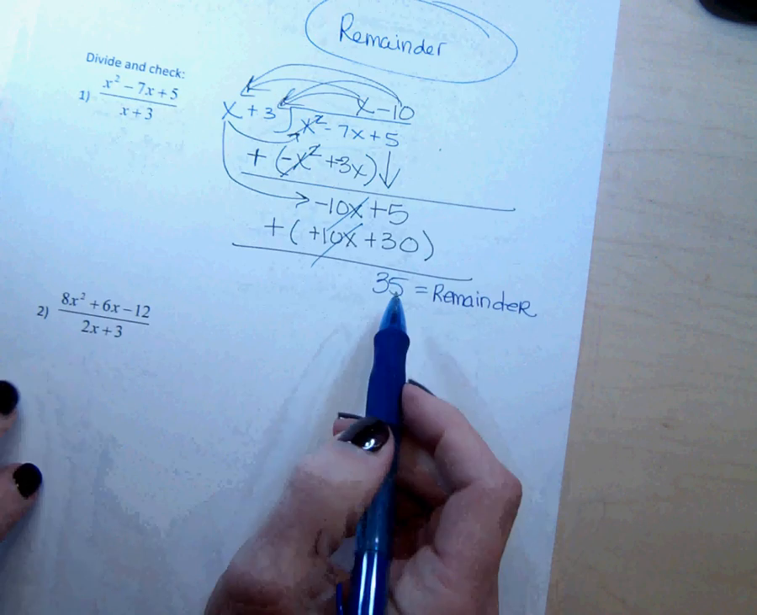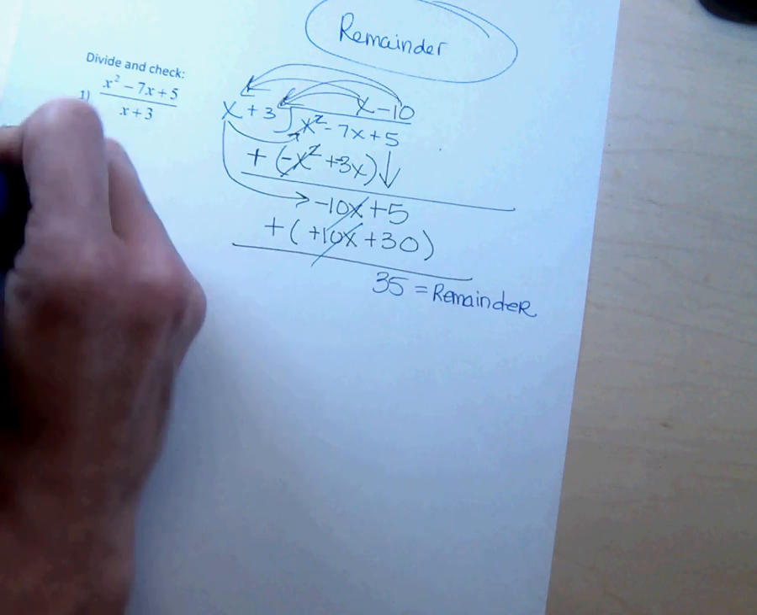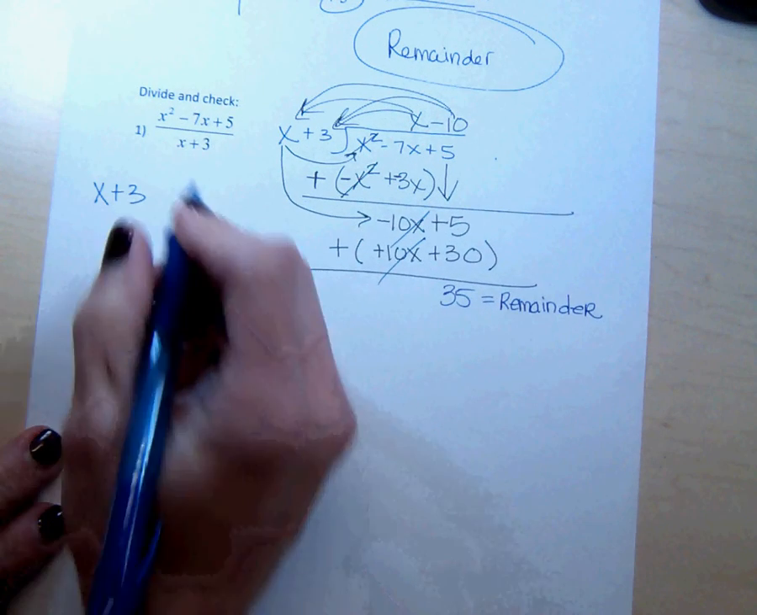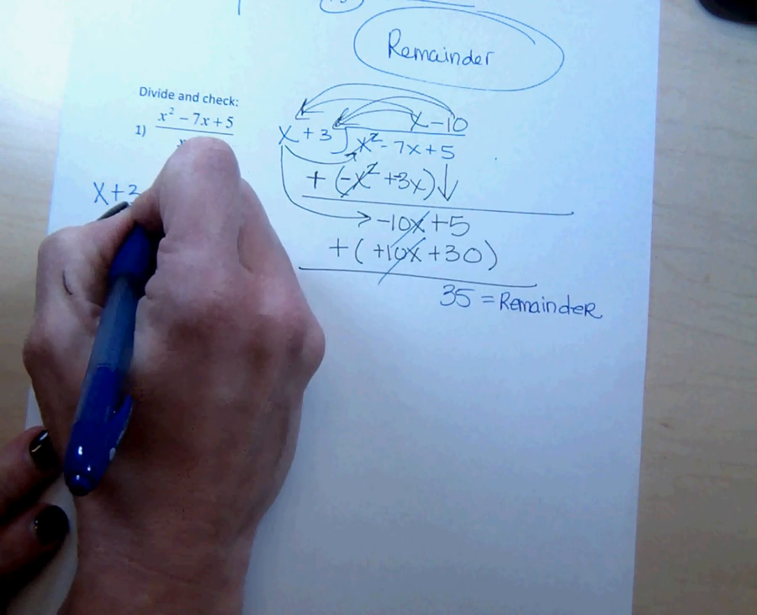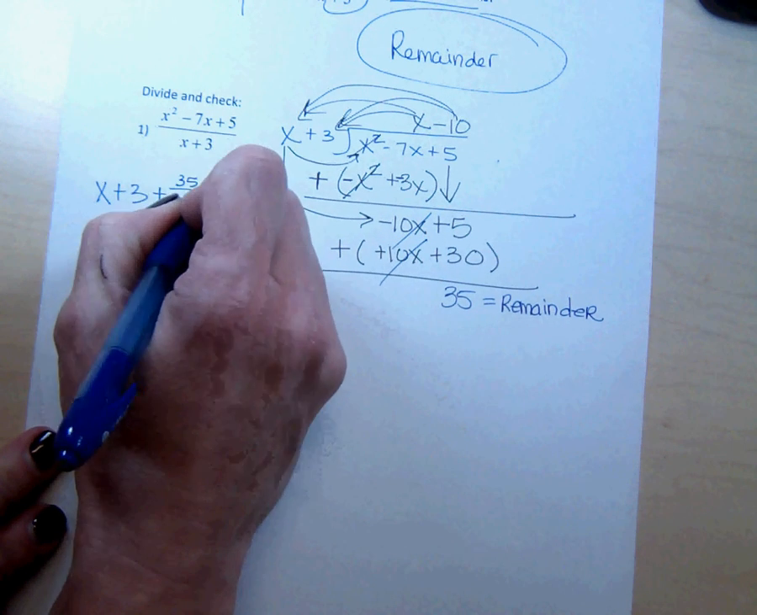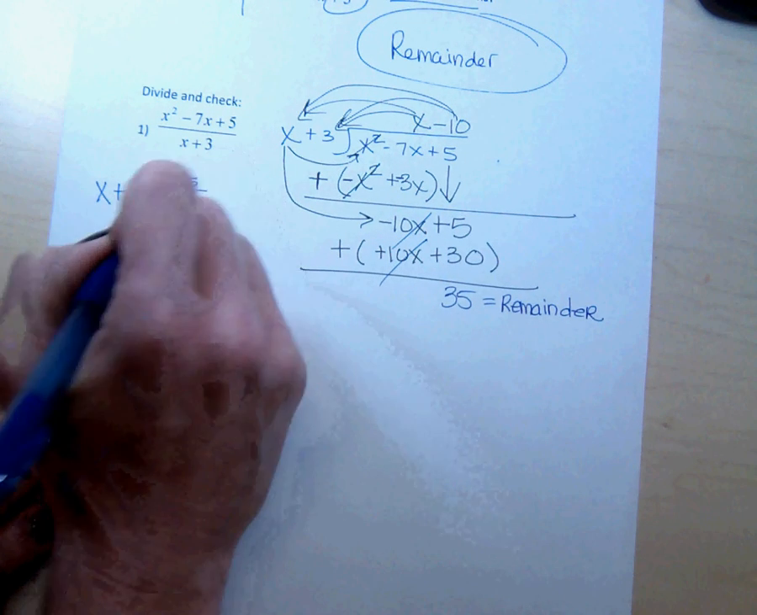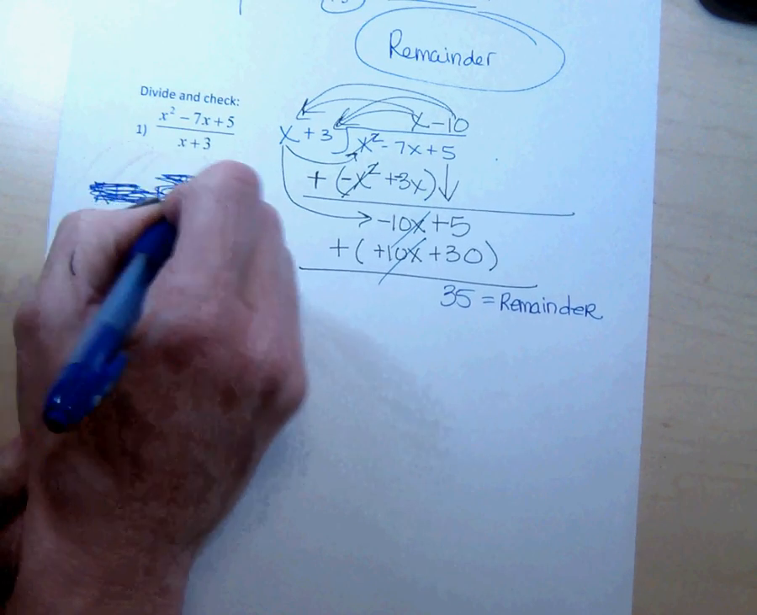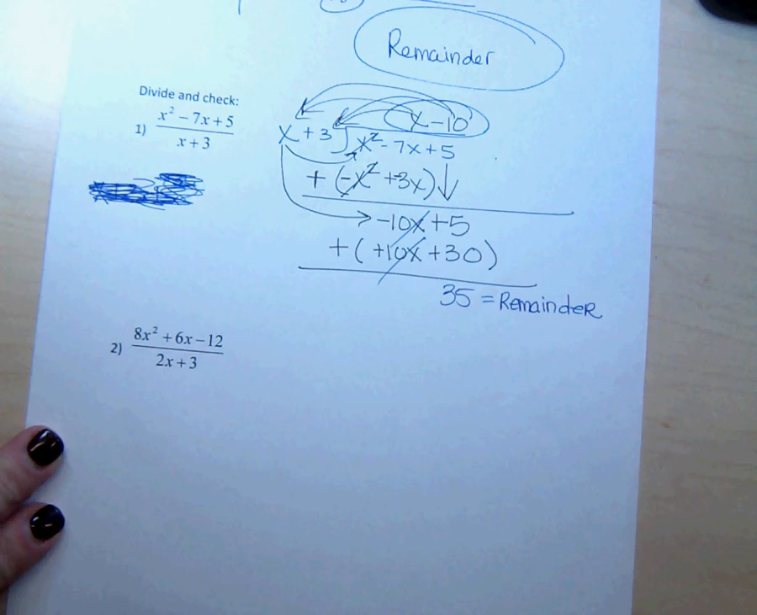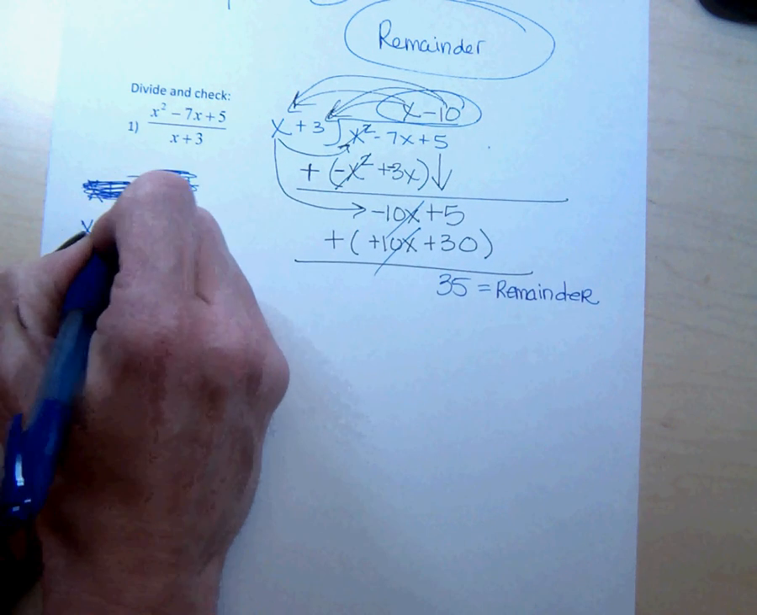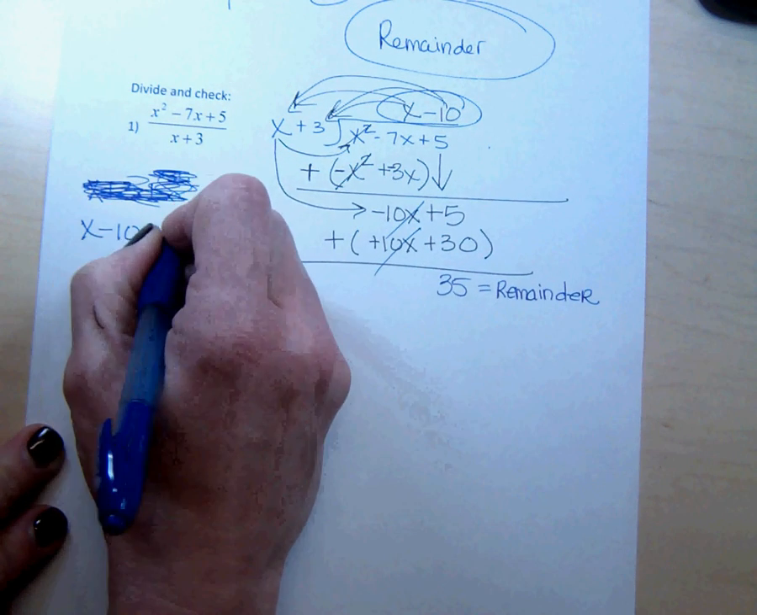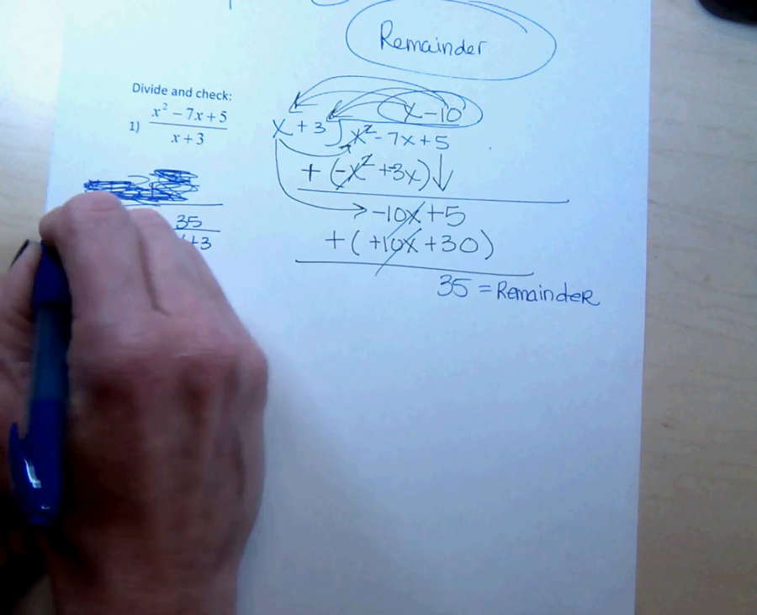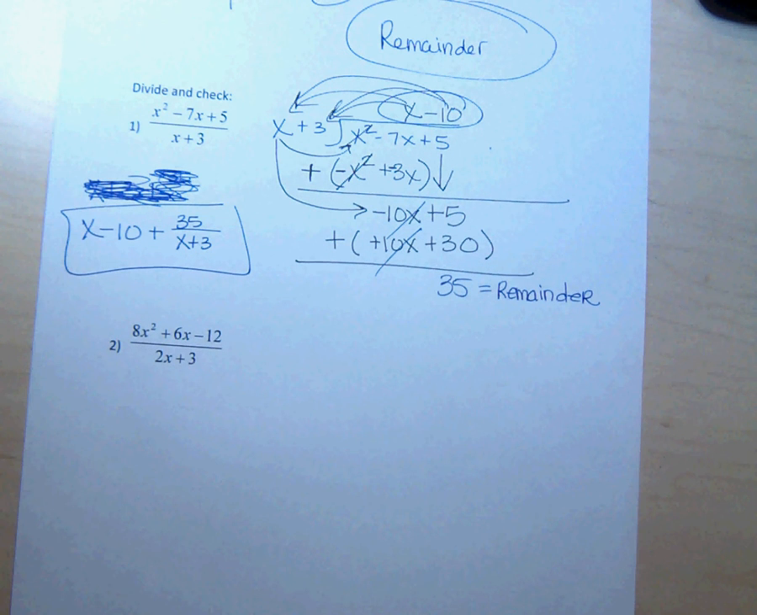So I'm going to come back here. So my answer is going to be x plus 3, with the remainder, that means plus 35 over, whoops, I'm sorry, my mistake. My answer is not x plus 3, my answer is the quotient, x minus 10. My answer is x minus 10 plus the remainder of 35 over the divisor of x plus 3.